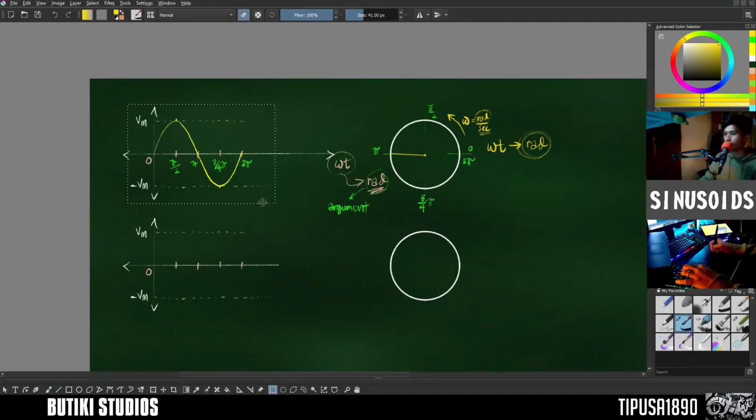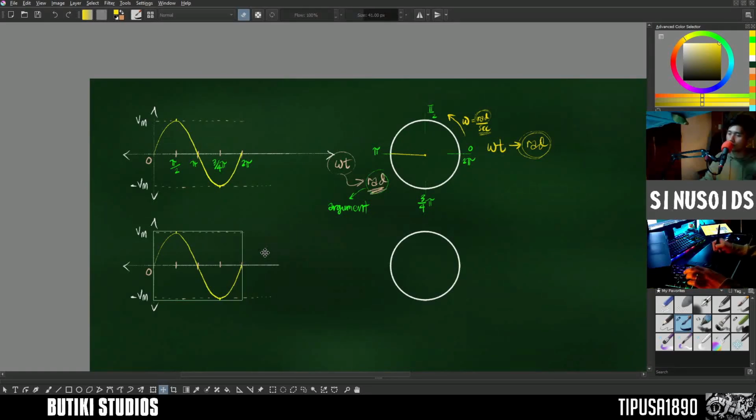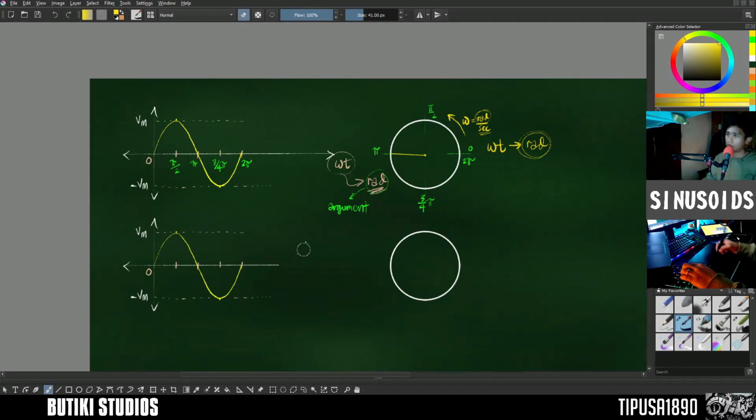Okay, so I will copy the same wave. So we place it here. The same wave that we made: the maximum value, the negative maximum value, then back to 0. But this time we will analyze it with respect to time. Not like earlier, where it was with respect to the argument. Here we will analyze it with respect to time.